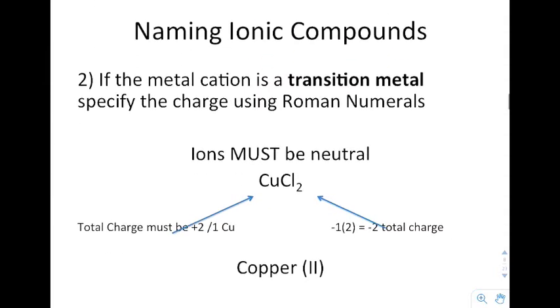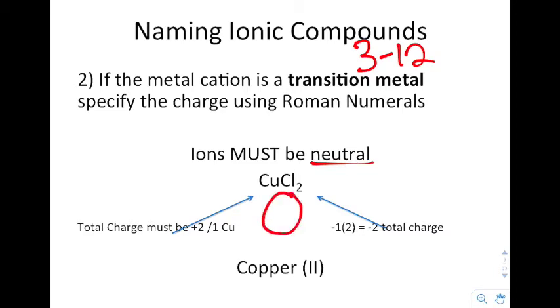Next, you would look and see if the metal is a transition metal. Remember, that's groups 3 through 12. You have to have a Roman numeral that goes with it. Now, the Roman numeral that goes with it is the charge of it. Now, this is the most important step because this comes from the idea that everything must be neutral, which means it has to add up to a total of 0.